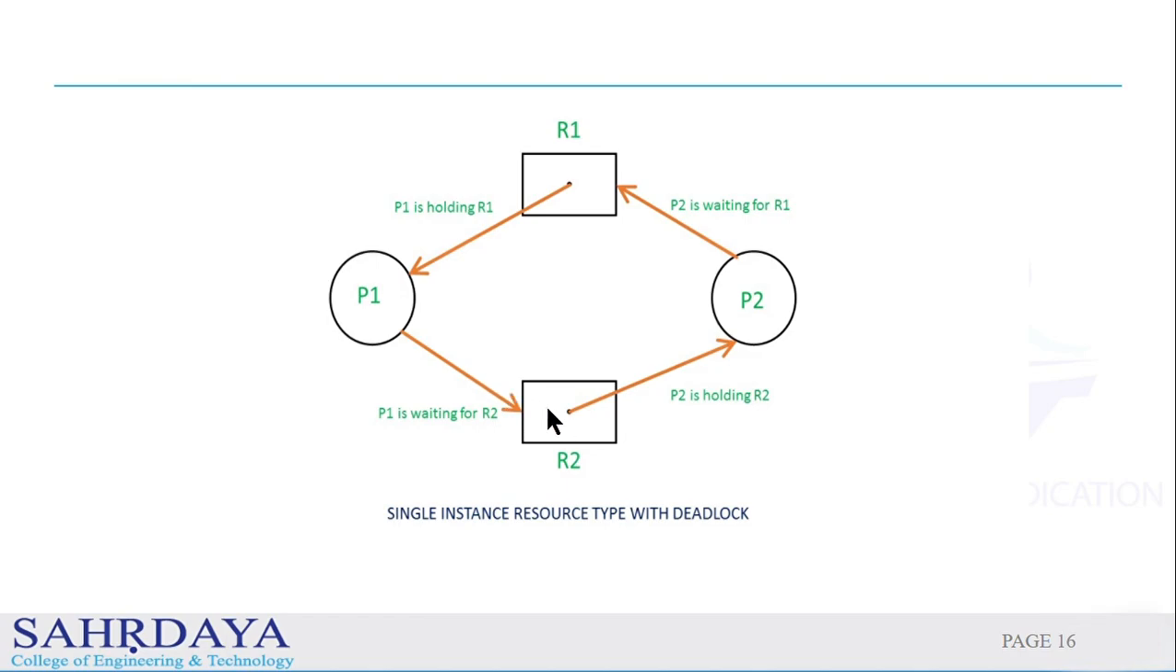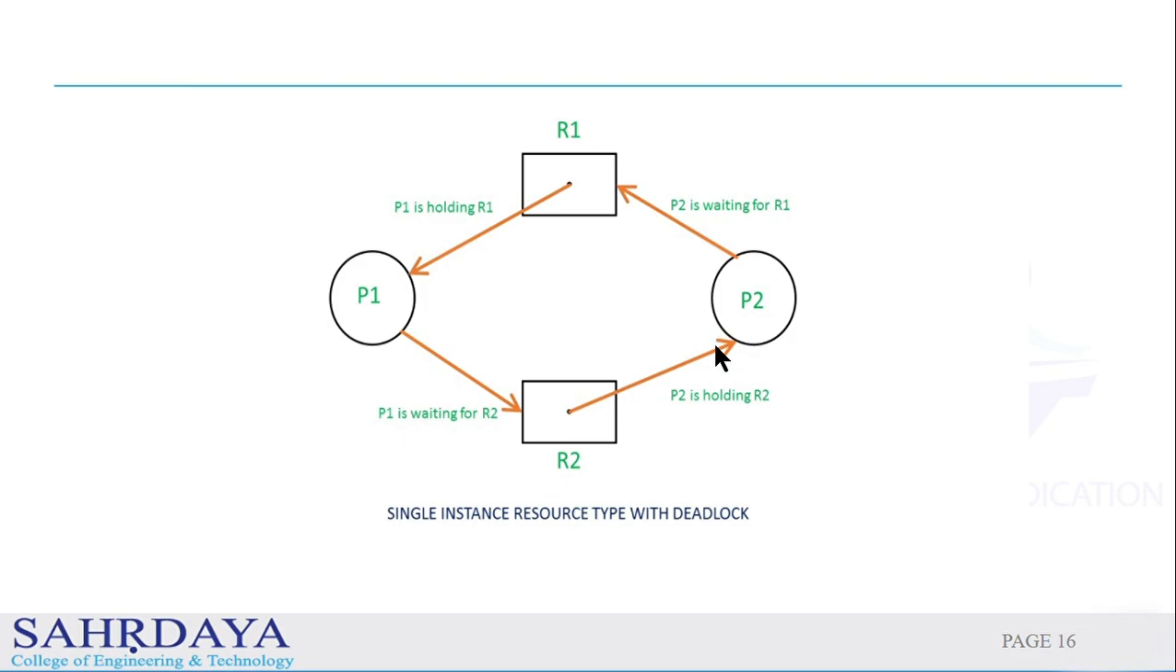This is the claim edge. It means we know that P1 can request R2 in the future, and P2 can also request R2 in the future. But right now, they are not requesting. Now suppose sometime P2 requests R2. Now P2 is requesting R2, so the claim edge should be converted into a request edge.